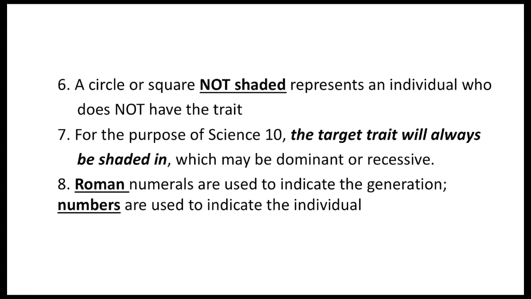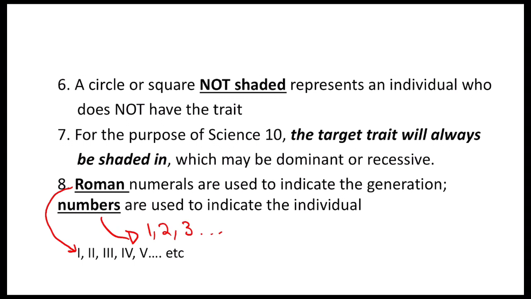Roman numerals are used to indicate the generation. And then the regular Arabic numbers like 1, 2, 3, etc., are used to represent individuals. So what does that mean? Roman numerals are these, in order from 1 to 5. And then numbers refers to 1, 2, 3, and so on. Okay? So notice the difference between those. Both mean the number 1. However, one is in Roman numerals, one is in Arabic.